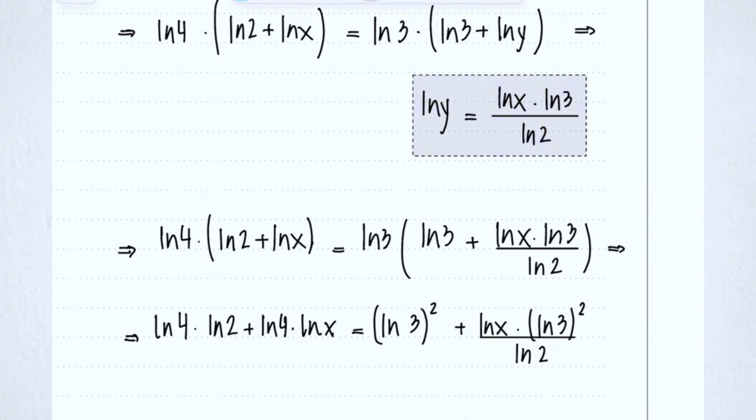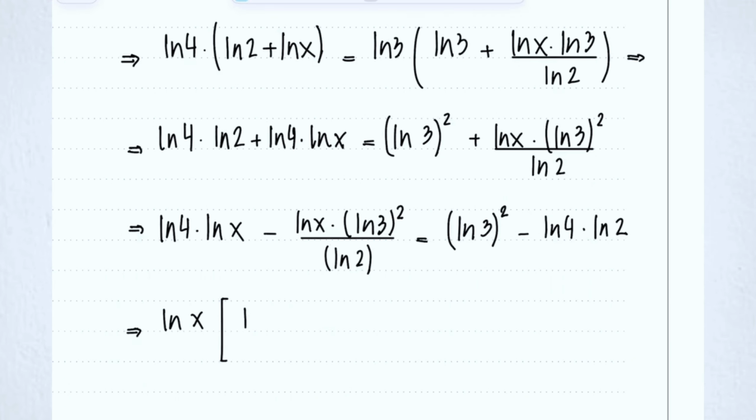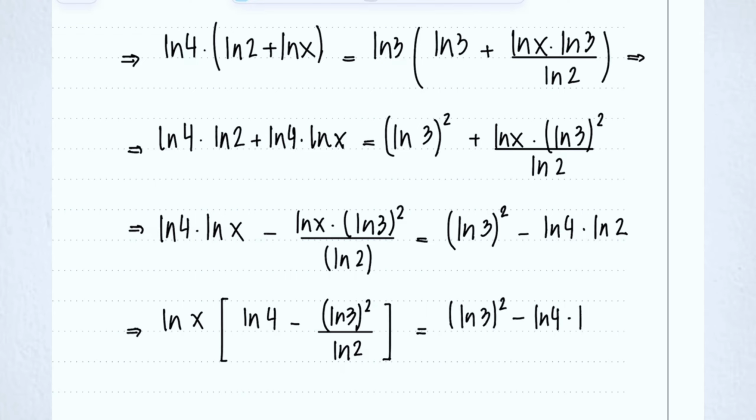Now we're going to move every term that has x or ln of x to the left-hand side, and every term that does not to the right one. Ln of 4 ln of x minus ln of x ln of 3 squared over ln of 2 equal to ln of 3 squared minus ln of 4 ln of 2. Now putting ln of x as a common factor, we have (ln of 4 minus ln of 3 squared over ln of 2) times ln of x, which is equal to ln of 3 squared minus ln of 4 times ln of 2.